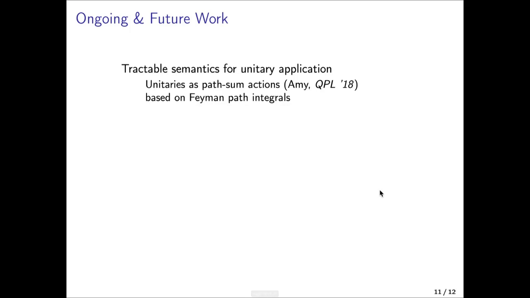So this was a little preview, and I would talk about what we are doing right now and some future work. So one issue with our current theory is that it looks like simulation, which can be very expensive, and we are not very interested in that. So we are looking at tractable semantics for unitary application. And Matthew and I proposed this really neat idea of path sum actions for unitaries 2 years ago. This was based on Feynman path integrals, and we think that this might be a reasonable approach for a limited subset of quantum programs that are interesting.